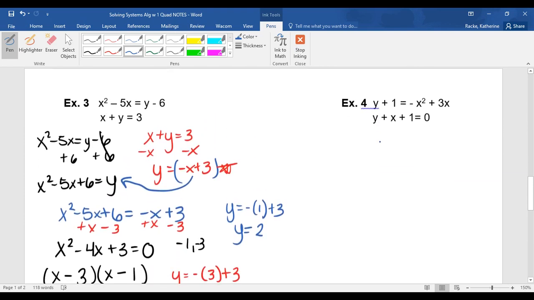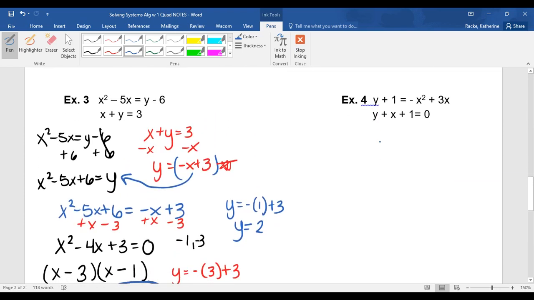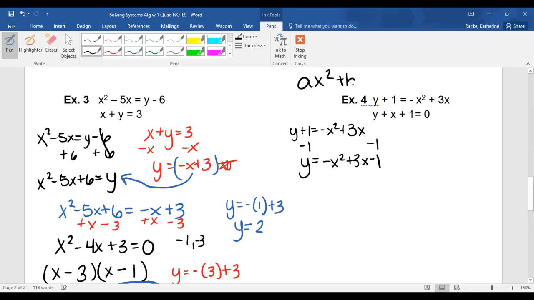Moving on to example 4. Again, neither of these are set equal to y, so I'm going to start setting them both equal to y. I'm going to start with this first one. I've got y plus 1 equals -x squared plus 3x. I'm going to subtract 1 from both sides to solve for y, trying to get it by itself. So I get -x squared plus 3x minus 1. Remember, it needs to stay in the form of ax squared plus bx plus c. So x squared first, then our x, and then just our number, equals y.